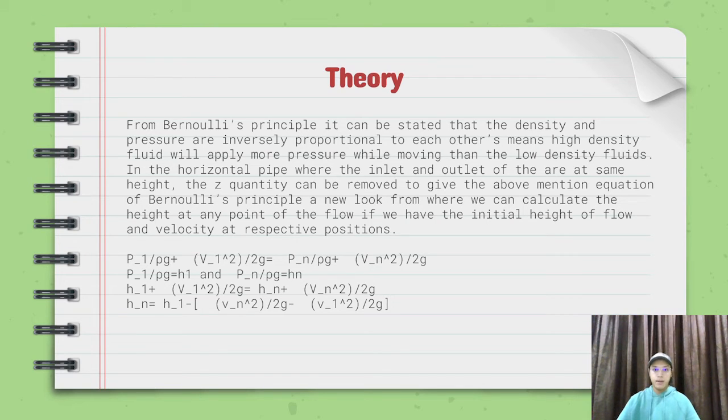In a horizontal pipe, where the inlet and outlet of the fluid are at the same height, the Z quantity can be removed to give the above mentioned Bernoulli equation a new look, from where we can calculate the height at any point of the flow if we have the initial height of the flow and the velocity at respective positions. And here are a few derivations of the equation, which can be used later on.